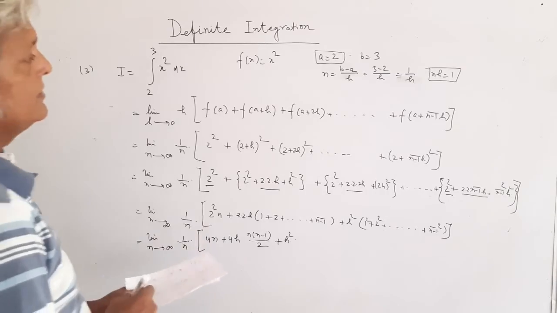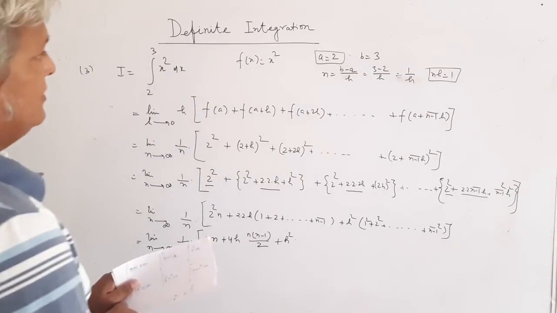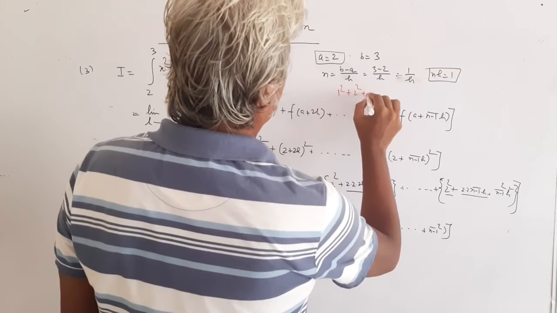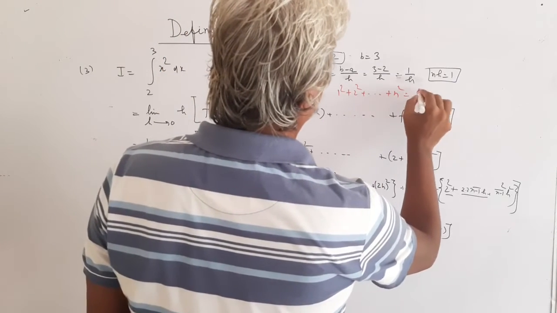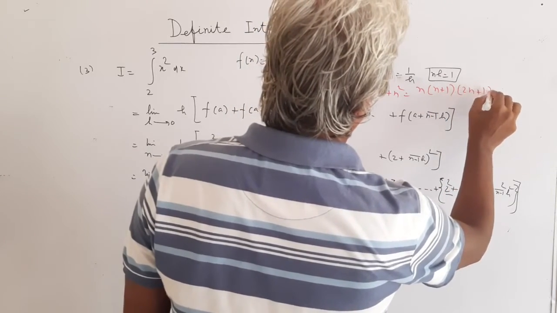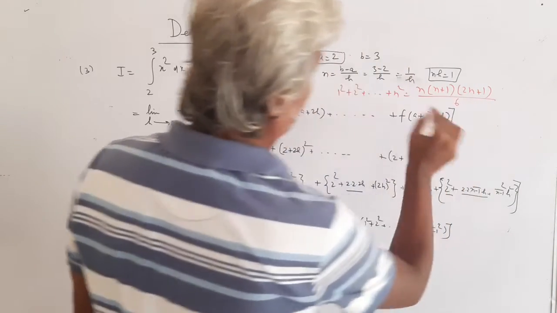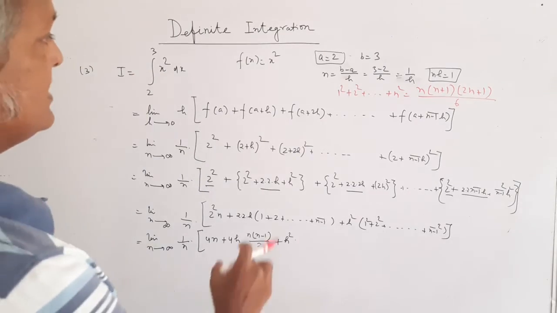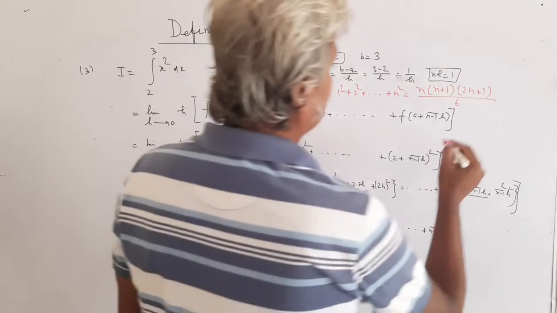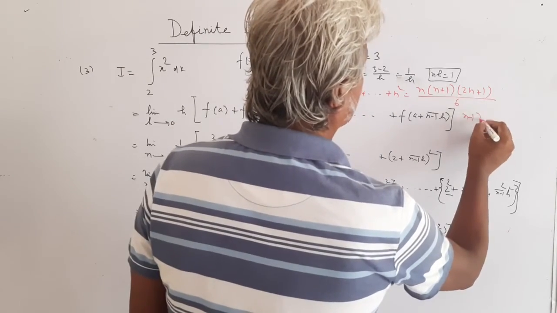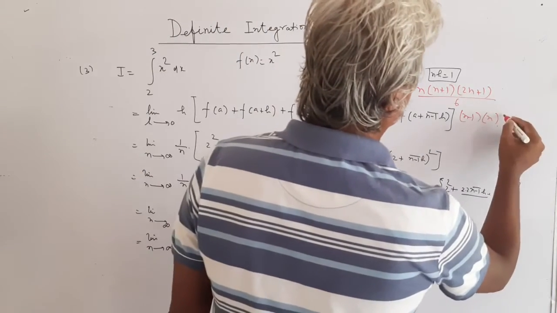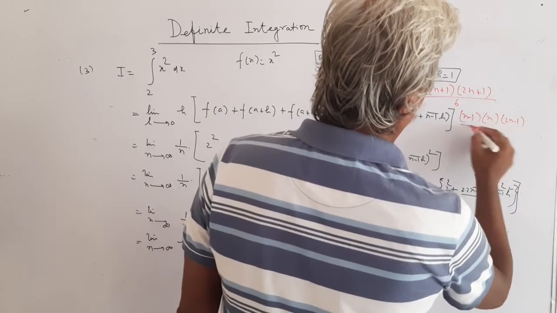This gives you n(n plus 1)(2n plus 1) over 6. This is the formula. Now we have the sum of squares of the first n minus 1 natural numbers. So replace n by n minus 1. So n becomes n minus 1, n plus 1 becomes n, and 2n minus 2 plus 1 is 2n minus 1, whole by 6.